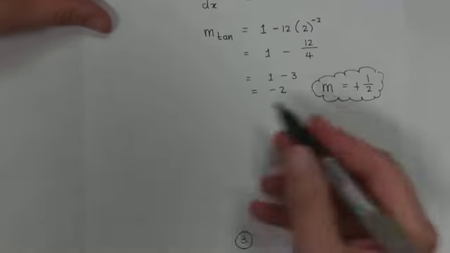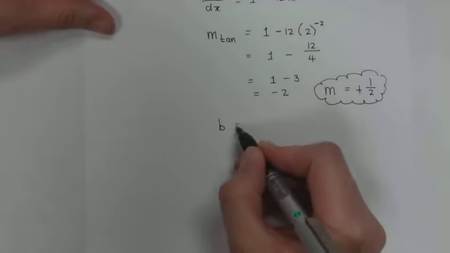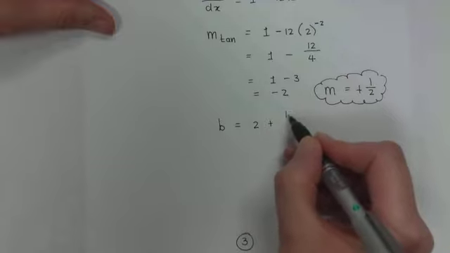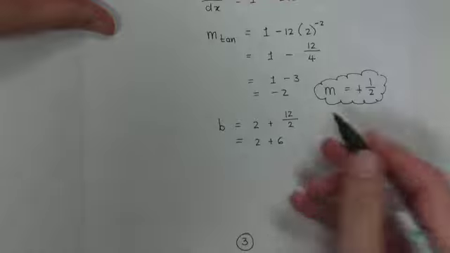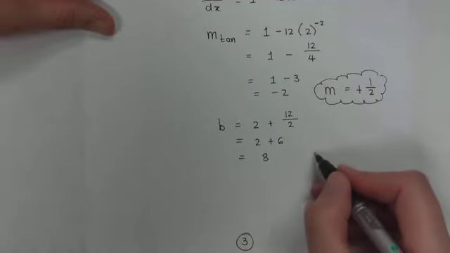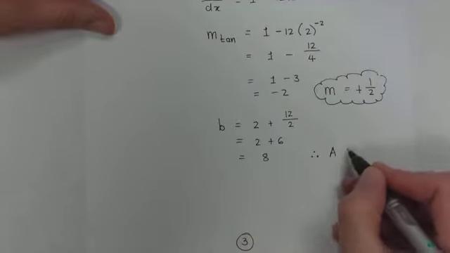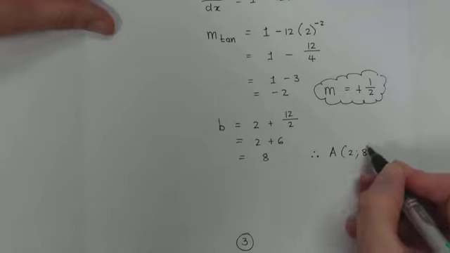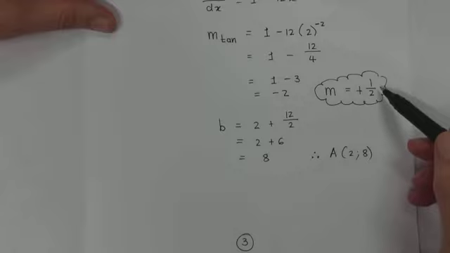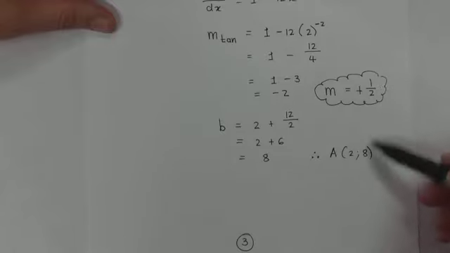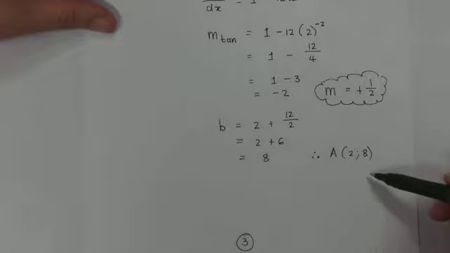So I'm going to say b is now equal to 2 plus 12 over 2. And that's going to be 2 plus 6, which gives me 8. So that pretty much just means that A is the point (2, 8). And that point (2, 8) is my point of contact. So again, I've got the gradient of the line perpendicular to the curve or the tangent, and then I've got the point of contact, which is a point on that particular line.